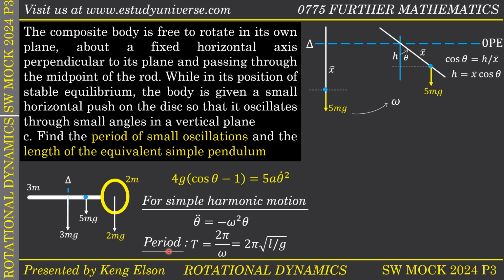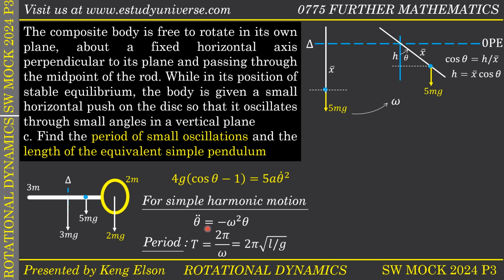Now what about the period? The period is 2 pi divided by omega, and it is also 2 pi times the square root of L over g if we want to approximate the motion to the motion of a simple pendulum, because a simple pendulum oscillates and the motion involved is simple harmonic motion. So I'm going to analyze and I'm going to leave the rest to you to calculate.